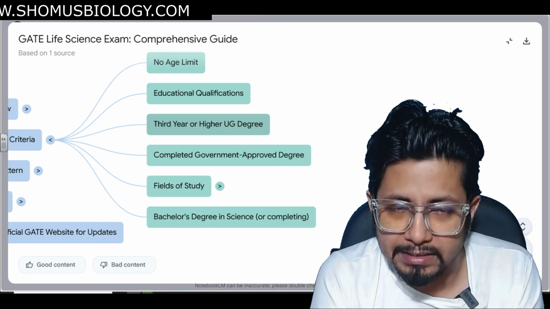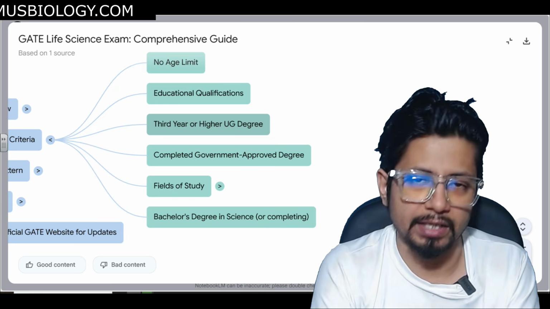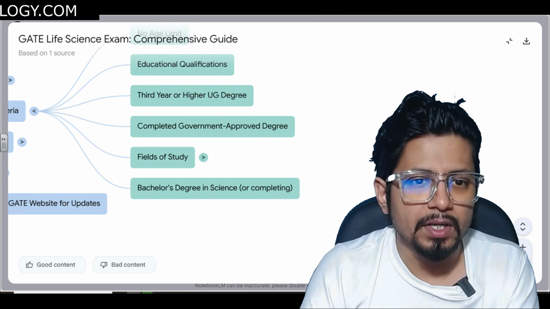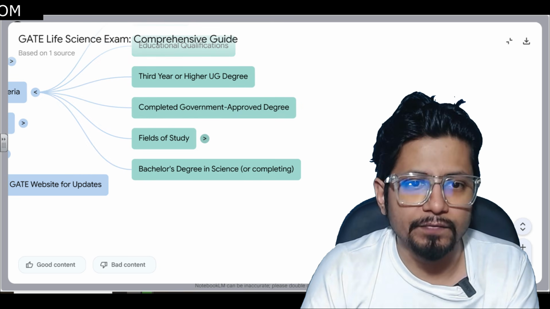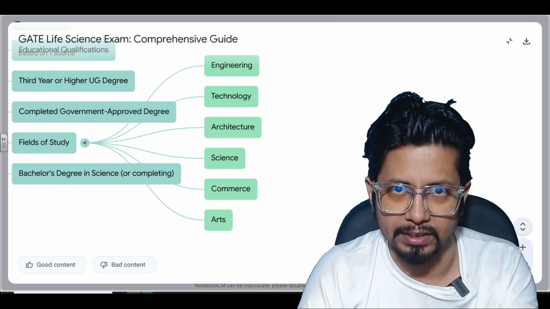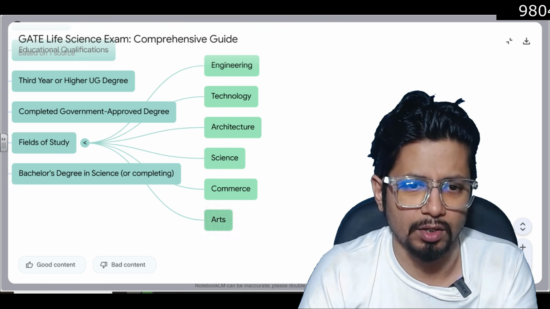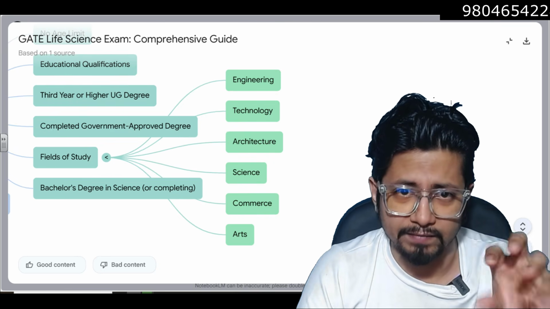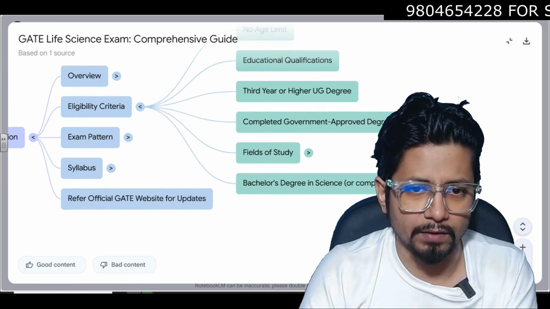So you can attend the examination only if you're in the third year of your undergraduation or if the 4-year undergraduation program is over. A completed government approved degree is needed, and for the field of study, there are multiple fields. You can get into the GATE from engineering, technology, architecture, science, commerce, arts. For different subjects, there are different GATE examinations. For life sciences, it will be under the science stream of the field of study.